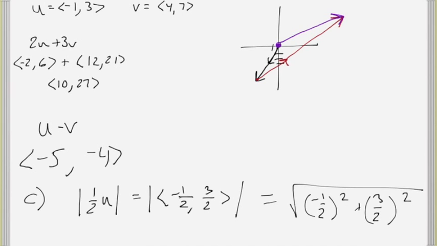So, absolute value means the magnitude or the length of the vector or the distance from 0, since they're component vectors. And we find that by doing a Pythagorean theorem on its components. Okay.